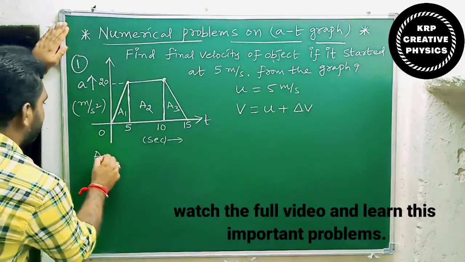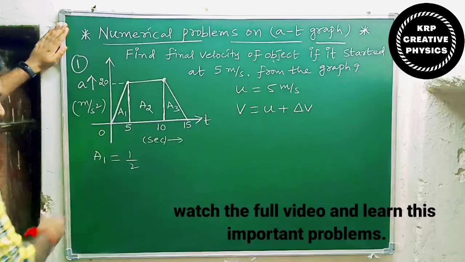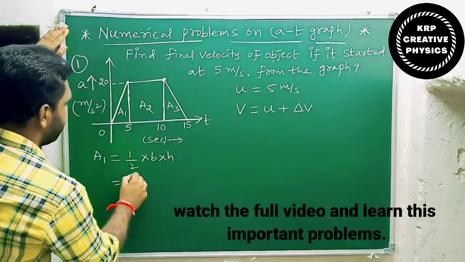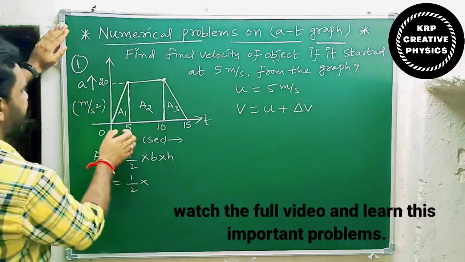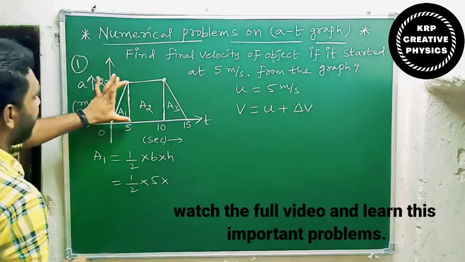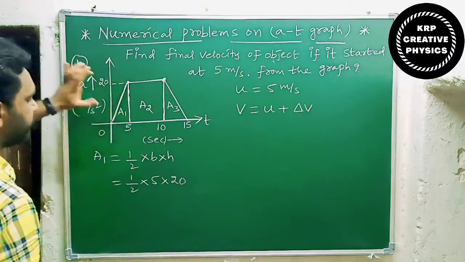First we'll consider A1, the area of the triangle. We know the area of a triangle is half into base into height. What is the base here? 0 to 5 is the base, so 5. And what about height? The height is 20. It is clearly known; we have to read the Y-axis.